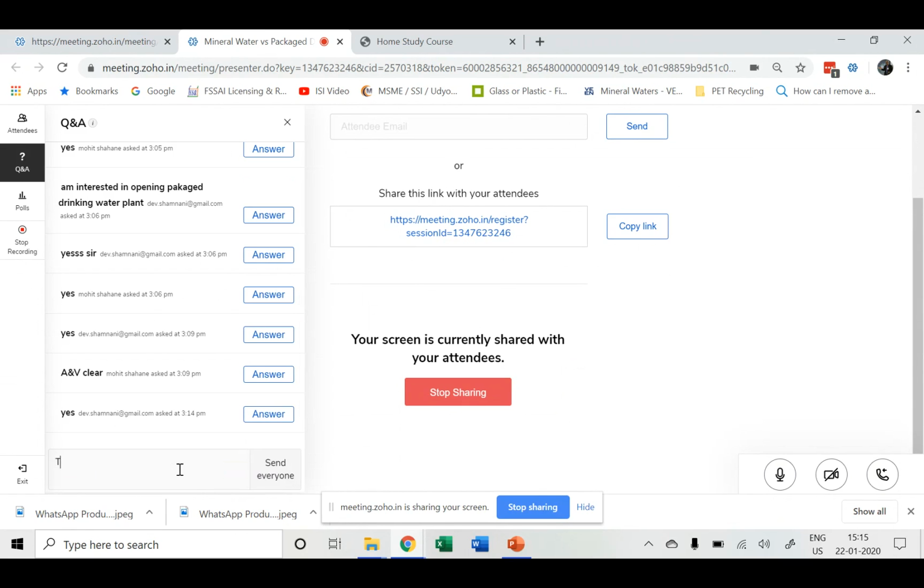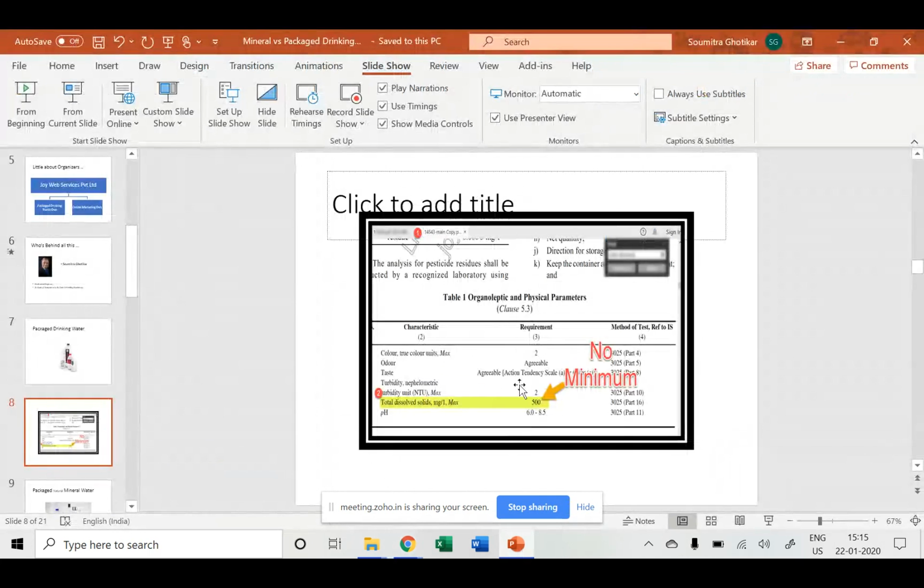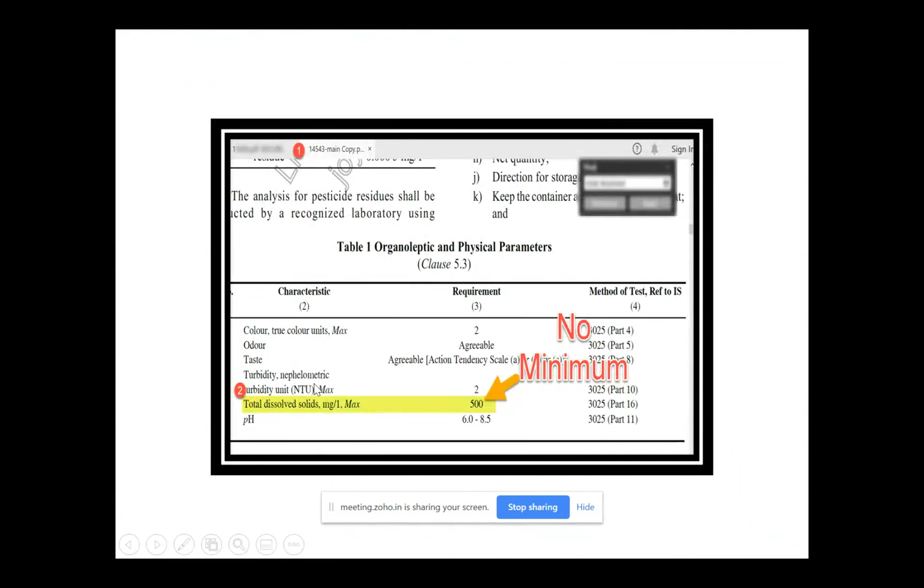So, I'm talking about TDS. TDS is total dissolved solids. It is declared here on the label. Here you can see total dissolved solids. The unit is given as milligrams per liter or ppm. The other measure for the solids is ppm. So what is TDS, total dissolved solids?